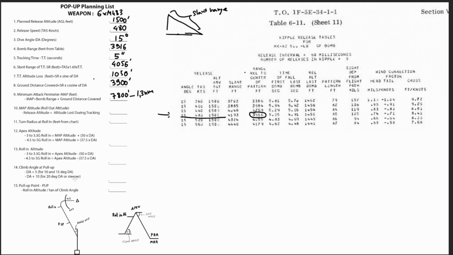Step 10 will calculate the altitude we should be at the beginning of our tracking point or aiming phase. Use the formula below, so we have release altitude plus altitude lost during tracking. Do this addition and get your result, which will be 2,550 feet. On step 11, you need to get the turn radius from a table.